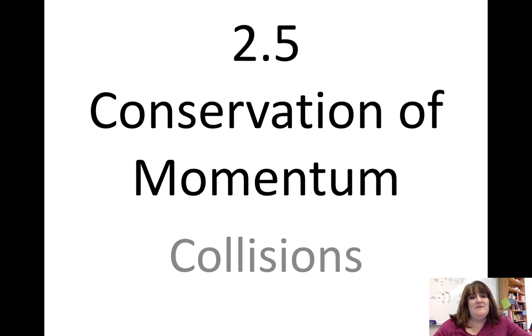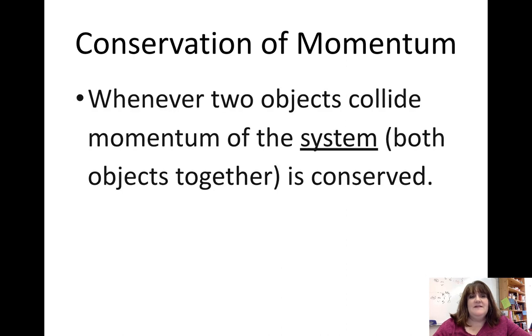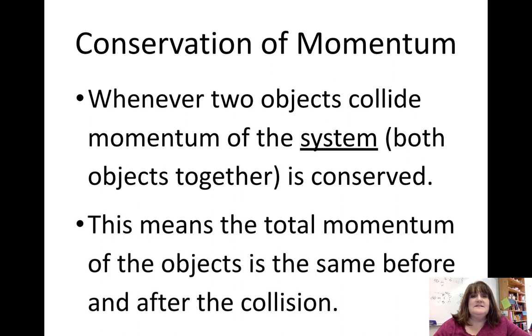Hi, welcome to 2.5 Physical Science on the conservation of momentum in collisions. Conservation of momentum is when two objects collide, the momentum of the system, that is, both objects together, is conserved. Whatever the momentum is before is the same after the collision. Now let's talk about momentum, not masses, not velocities, but the total momentum before and after is the same.